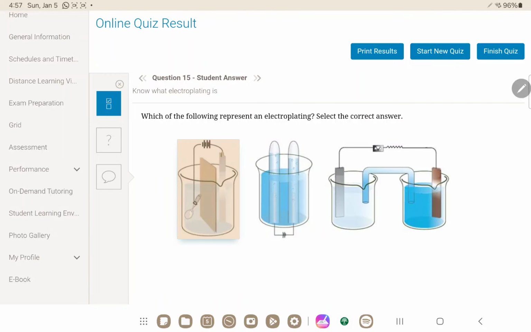Now here they're asking you which of the following represents electroplating. Whenever you want to represent electroplating, remember one thing. At one side you have to have a metal, and at the other side you have to have an object. It could be a spoon, it could be a nail, it could be anything that's not 2 sheets of metal. So yeah, now moving on.